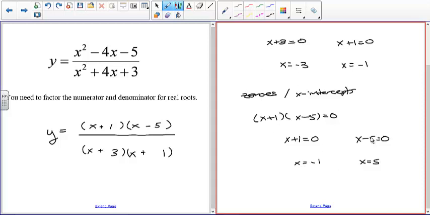So we'll use those later to plot them, but that's the key thing, is that you always have to factor the polynomial in the numerator and the denominator to find the vertical asymptotes and the zeros.